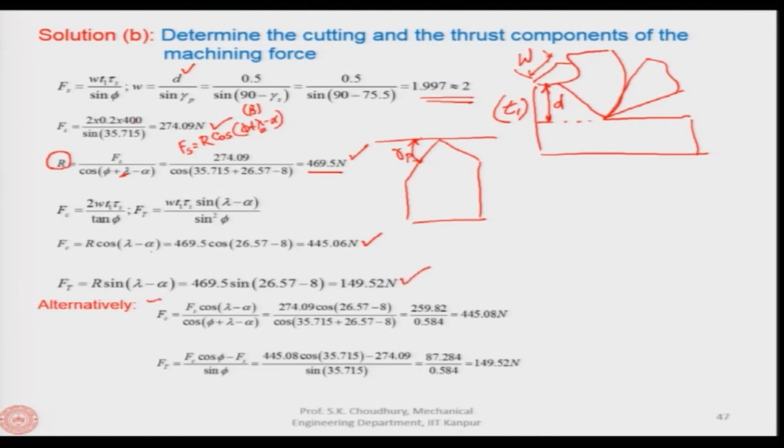There is an alternate way, you can see that this way also you can find out, the result will be the same. That is, you take the formula which you have derived during the Merchant circle diagram discussion, and from here all these values will be known, because Fs we found out. Put the value of the Fs and so on, and you will find out that these values are the same. So, this is an alternate way of solving this problem.